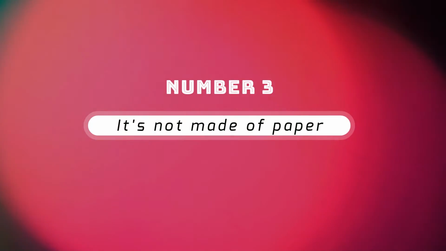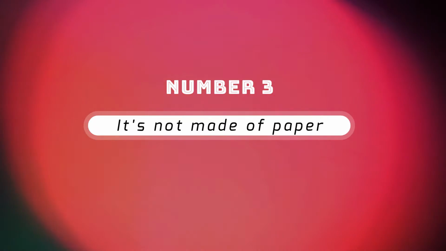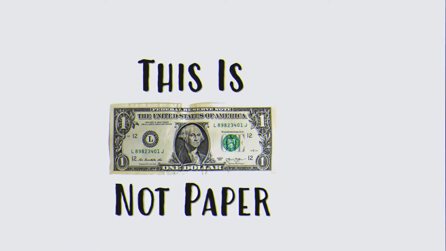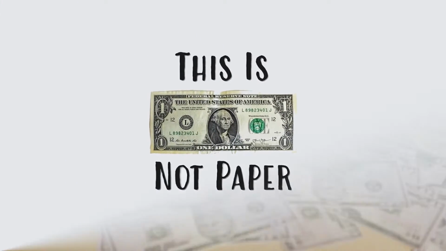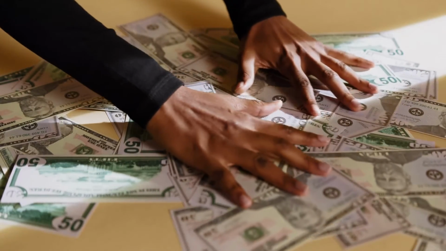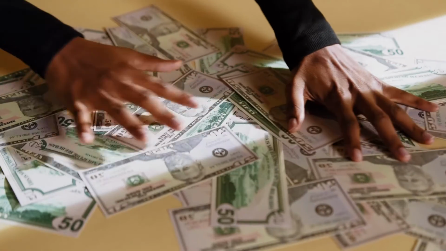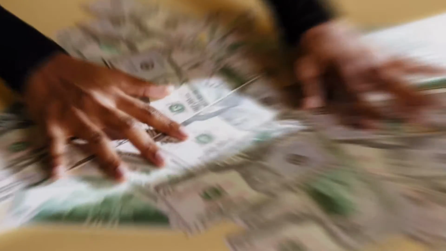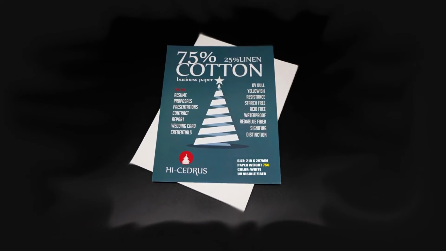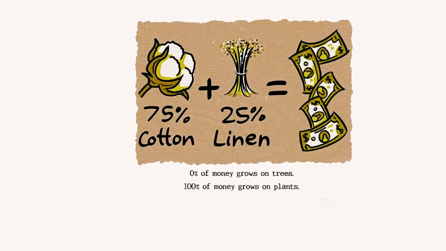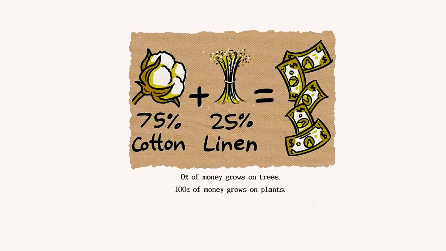Number 3. It's not made of paper. It's not paper or plastic, but the US $1 bill is made up of cotton and linen. Yes, cotton and linen, the same material that makes up your clothes. Over the years, the percentage of cotton and linen has changed, but today most dollar bills are made of 25% linen fibers and 75% cotton fibers.